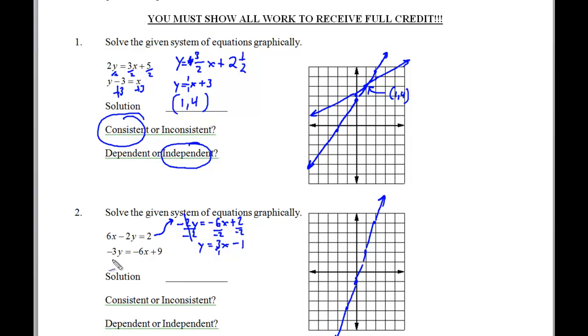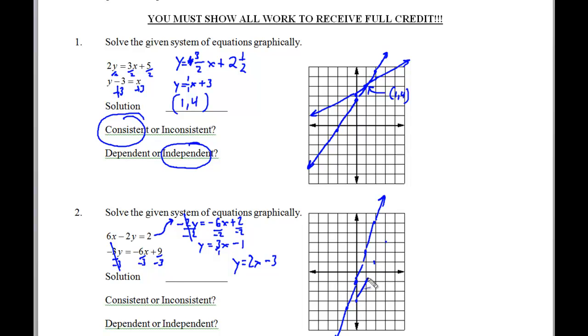Now the next equation, I'm going to divide by negative 3 on both sides. Now, since it's a monomial, I can divide each of these by negative 3. So what I have here, this is my second equation, is y equals 2x minus 3. So this is going to start at negative 3, 1, 2, 3, and it's going to go up 2 over 1, up 2 over 1, up 2 over 1.